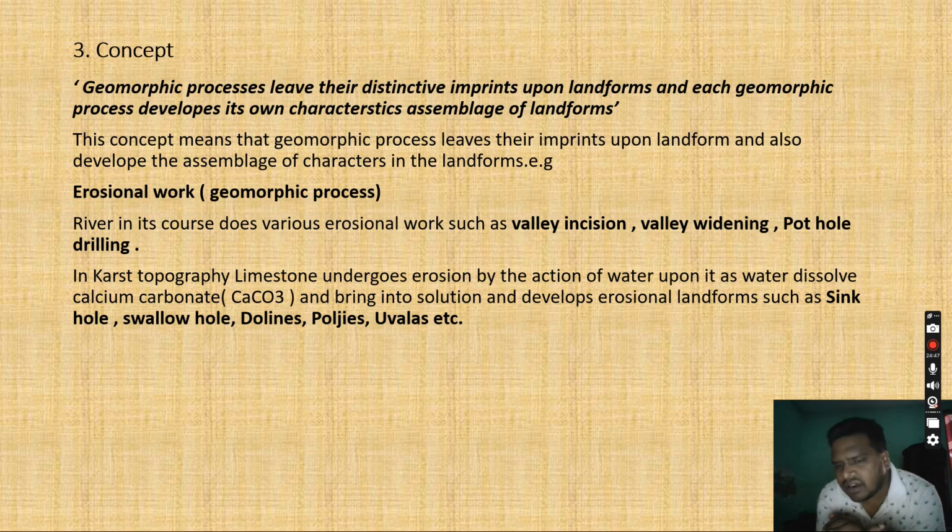In karst topography, as I previously told you, when limestone comes into contact with any solution, or we can say water, commonly water, it dissolves the CaCO3 and leaves depressions in the form of sinkholes, swallow holes, dolines, pools, uvalas, etc. Such kinds of topography are produced by the geomorphic process that is solution of water.